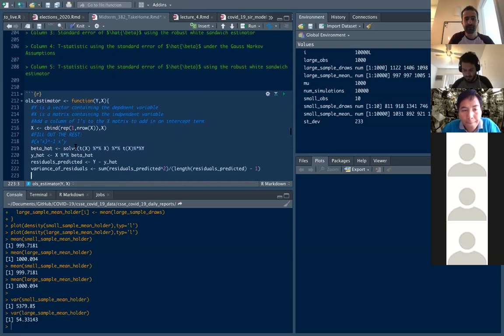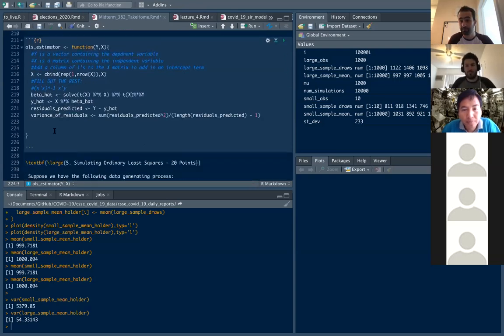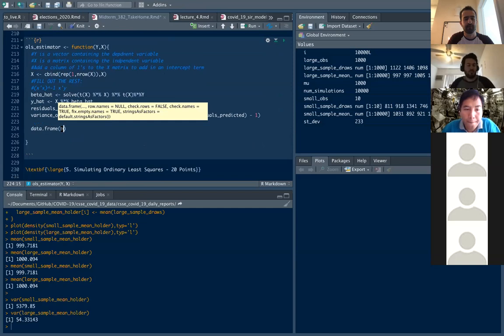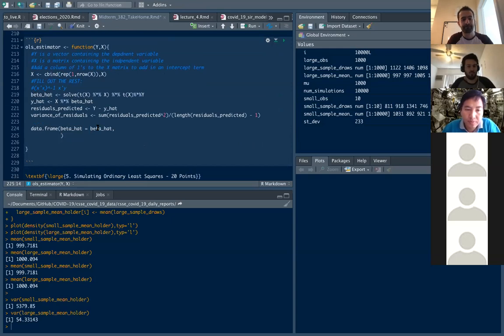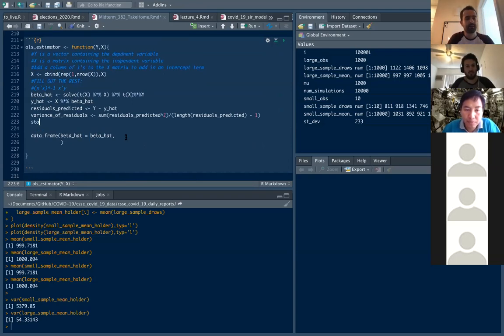Okay, at this point, it's probably a good idea to take a breather and see if it's working correctly in our function. We can create a data frame that has our beta hat terms and our standard errors. Actually, this isn't complete yet. The standard errors under the GMA are going to be the variance of the residuals multiplied by (X'X) inverse. Specifically, this will give us the variance covariance matrix. Then you take the square root of the diagonal terms of that variance covariance matrix.